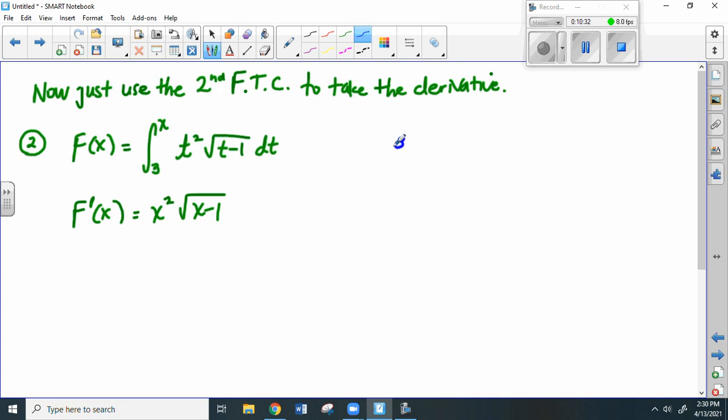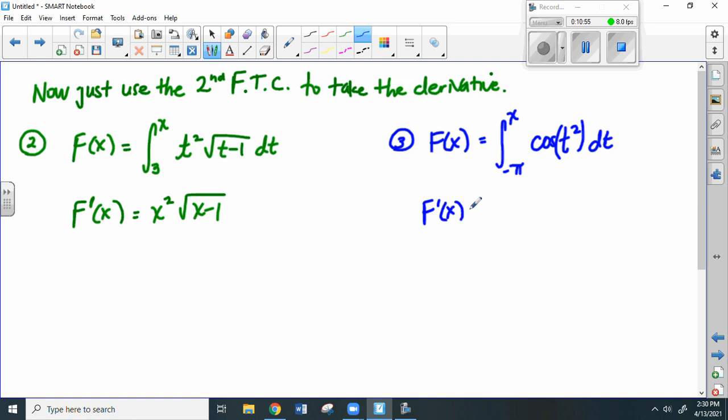Okay? So here's another quick one for you to practice. All right, so let's say we go from negative pi to x, and I give you a trig function. All right, cosine of t squared, dt. Again, I'm asking you to take the derivative. That's important. You have to be taking the derivative of an integral. The bottom has to be a constant. The top bound has to be x. And if that is the case, the answer is the function with t changed to x.